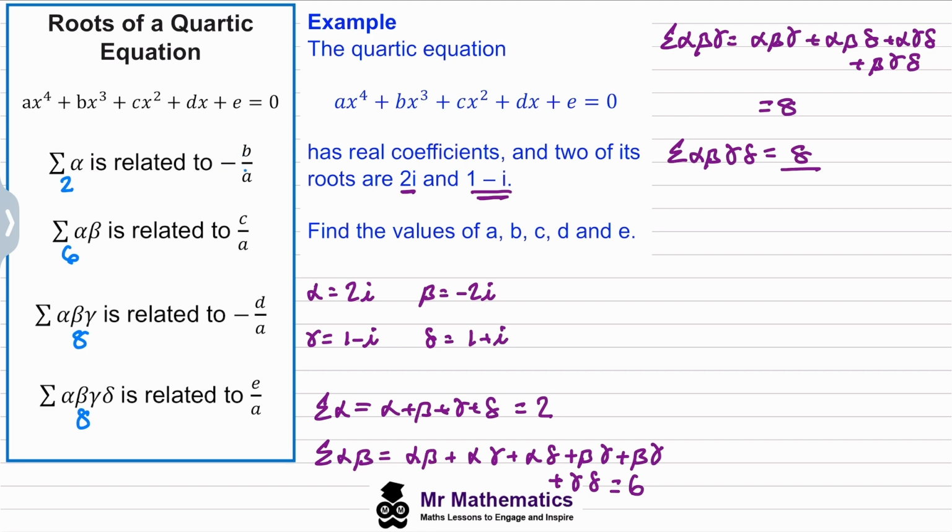So minus b over a will be negative 2, c over a will be 6, negative d over a will be negative 8, and e over a will be 8. So the quartic equation will be x to the power of 4 minus 2x cubed plus 6x squared minus 8x plus 8, and this will equal 0.